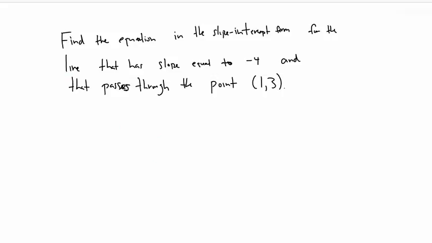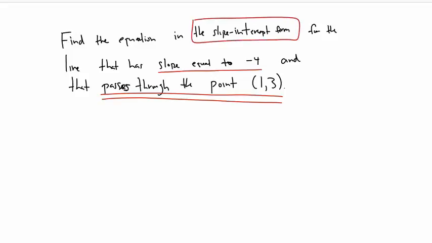So let's take a look at the line that has the following two properties. 1, slope equal to minus 4. And 2, it passes through the point 1, 3. So this line is represented by exactly one equation in slope-intercept form. What is that equation?